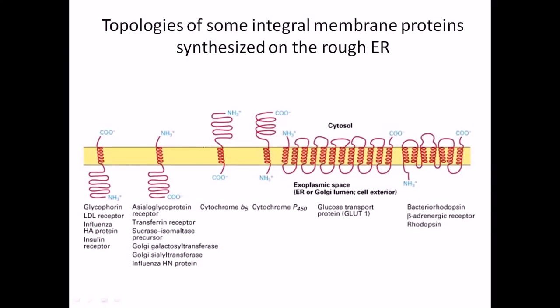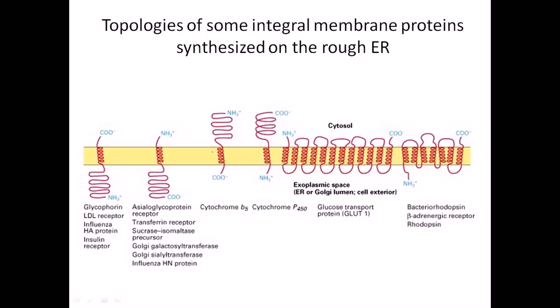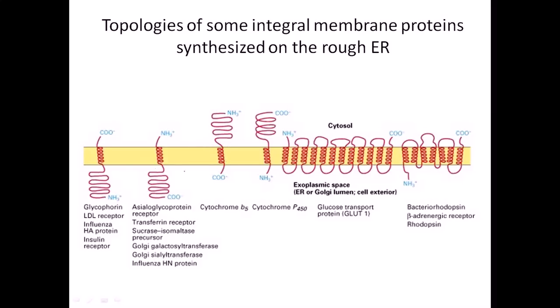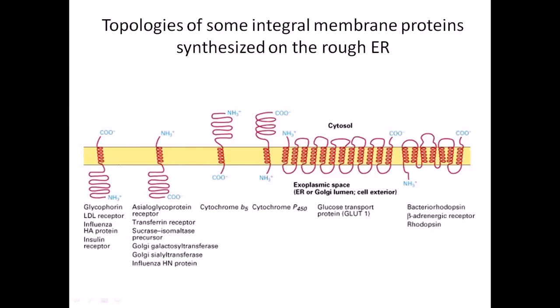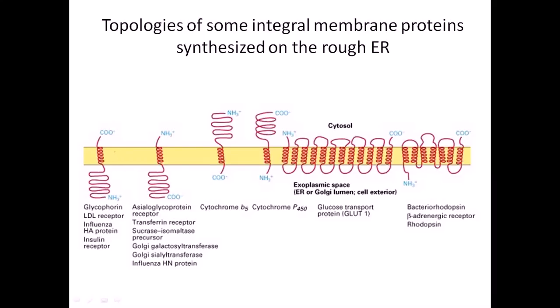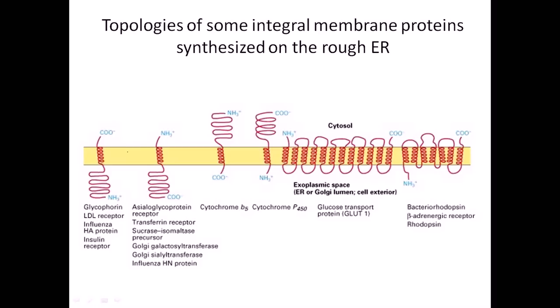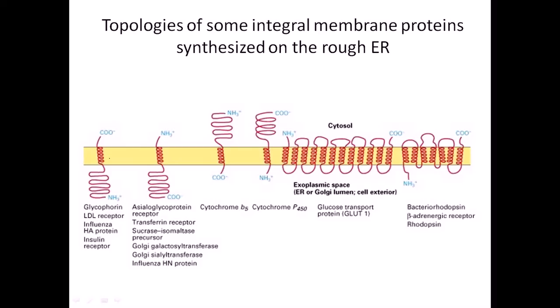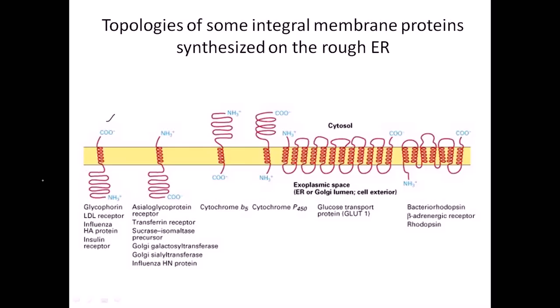Now, let's look at the topologies of some integral membrane proteins that are synthesized via the ER. Many different varieties exist. You can see a variety called the anchored kind of protein, for example glycophorin, the LDL receptor, or the influenza HA protein. All of these proteins are embedded into the cell membrane via a helical domain. The N terminal is outside and the C terminal is inside the cytoplasm, right?